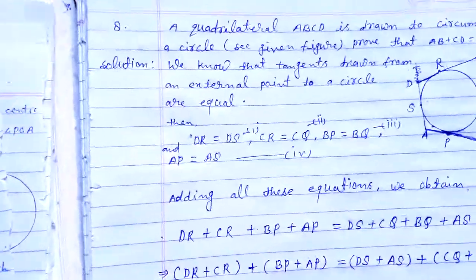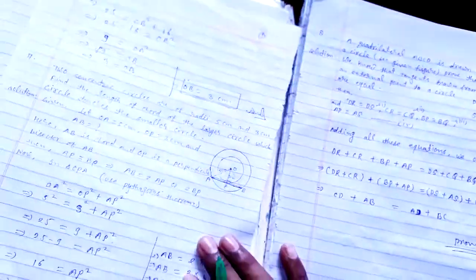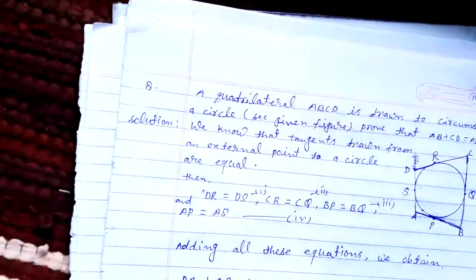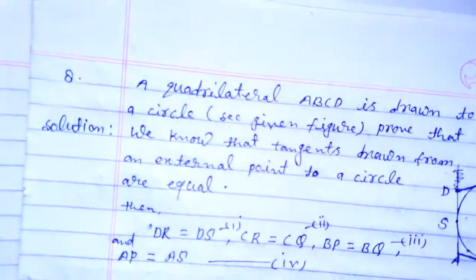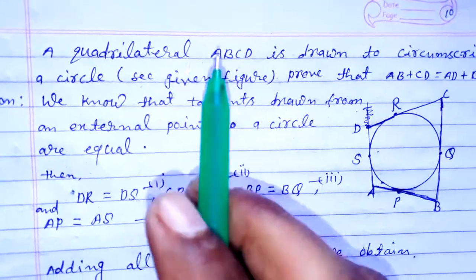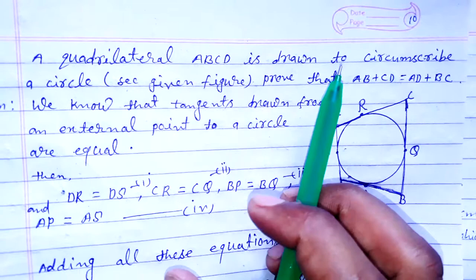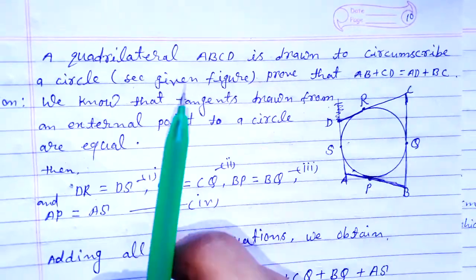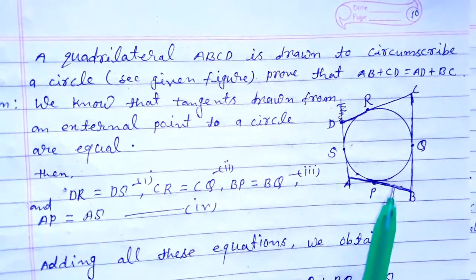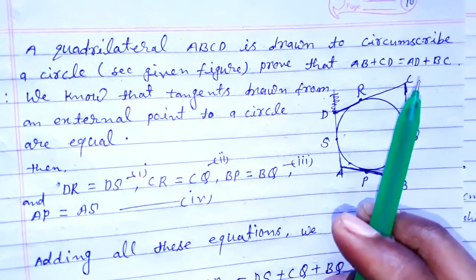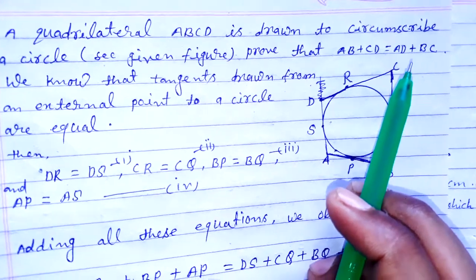The next question is the 8th question. Here we solve the 8th question. Question number 8: A quadrilateral ABCD is drawn to circumscribe a circle, as in the given figure. This figure is given. Prove that AB plus CD is equal to AD plus BC.